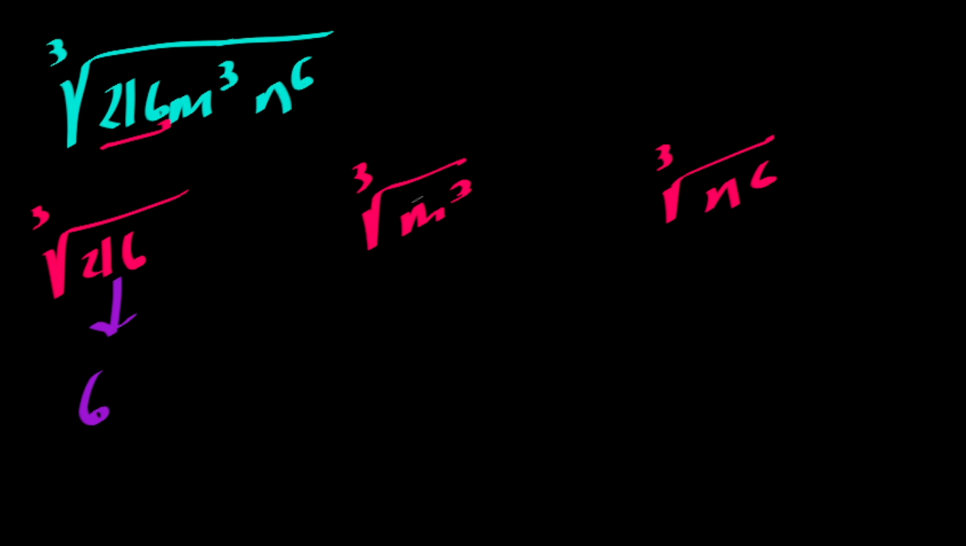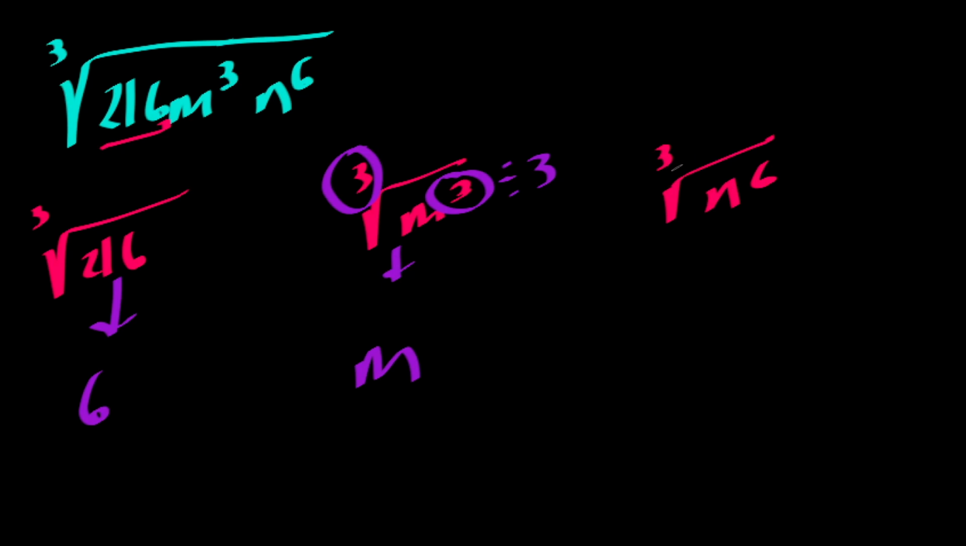So now let's go over here to the cube root of m to the third. When we were doing a square root, we wanted this 3 to be divisible by 2. But now we want 3 to be divisible by 3. So is this 3 divisible by 3? Yeah, which means all we have to do is take that 3 and divide it by 3. That tells us m is to the first power. So the cube root of m to the third is just m. So that comes out of our radical.